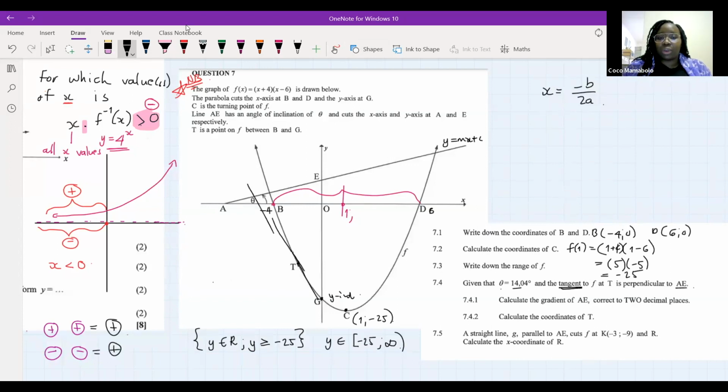So if we want to find the equation of this graph, we're going to have to find the gradient of the other graph in order to find the gradient of that graph. Now, we know the formula for the gradient when we've been given an angle of inclination. Gradient is equal to tan of theta. They've given me the theta part, so I'm just going to put this into a calculator. The gradient is going to equal the tan of 14.04 degrees, and the answer I should get is something close to 1 over 4, 0.25. And I know that the gradient of the line AE is 1 over 4.